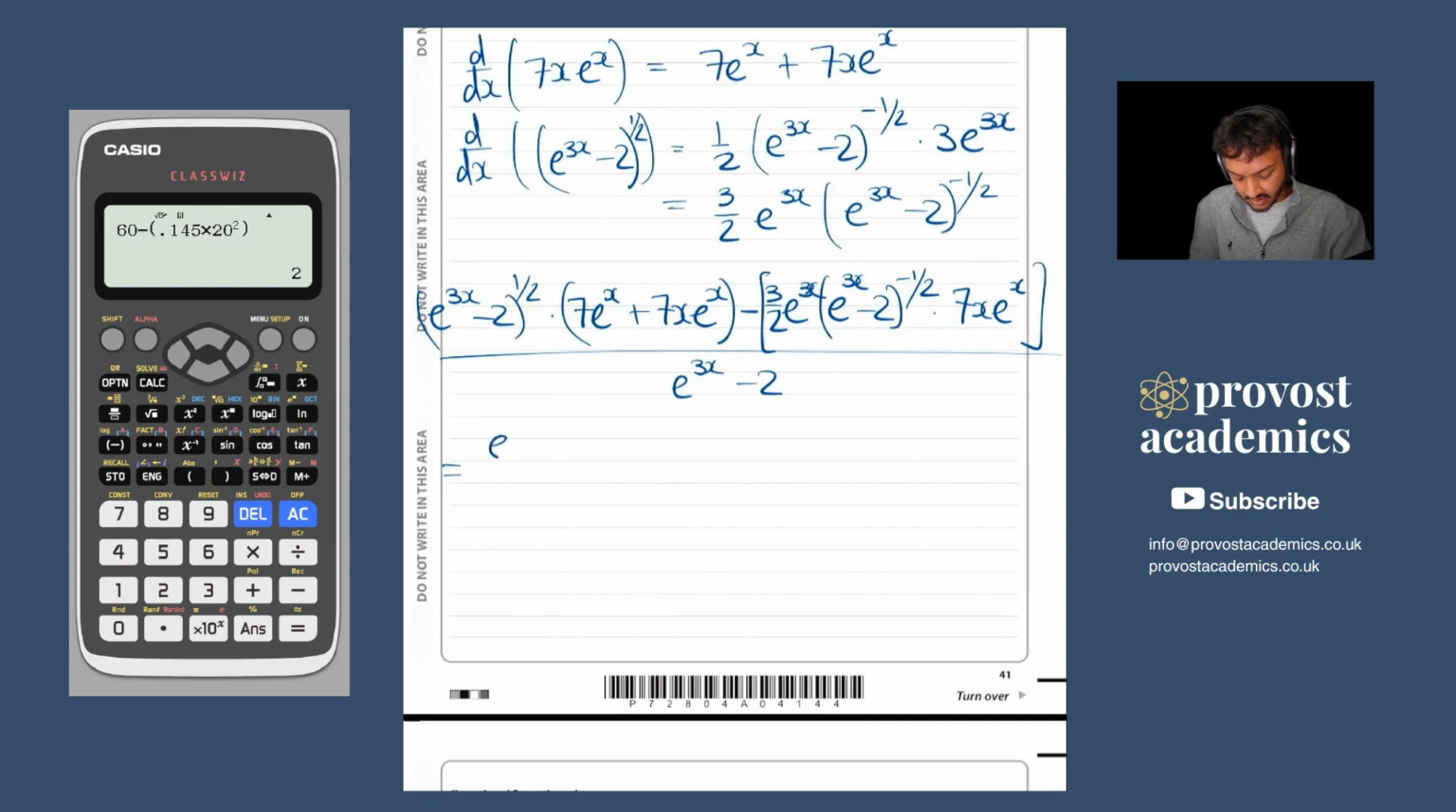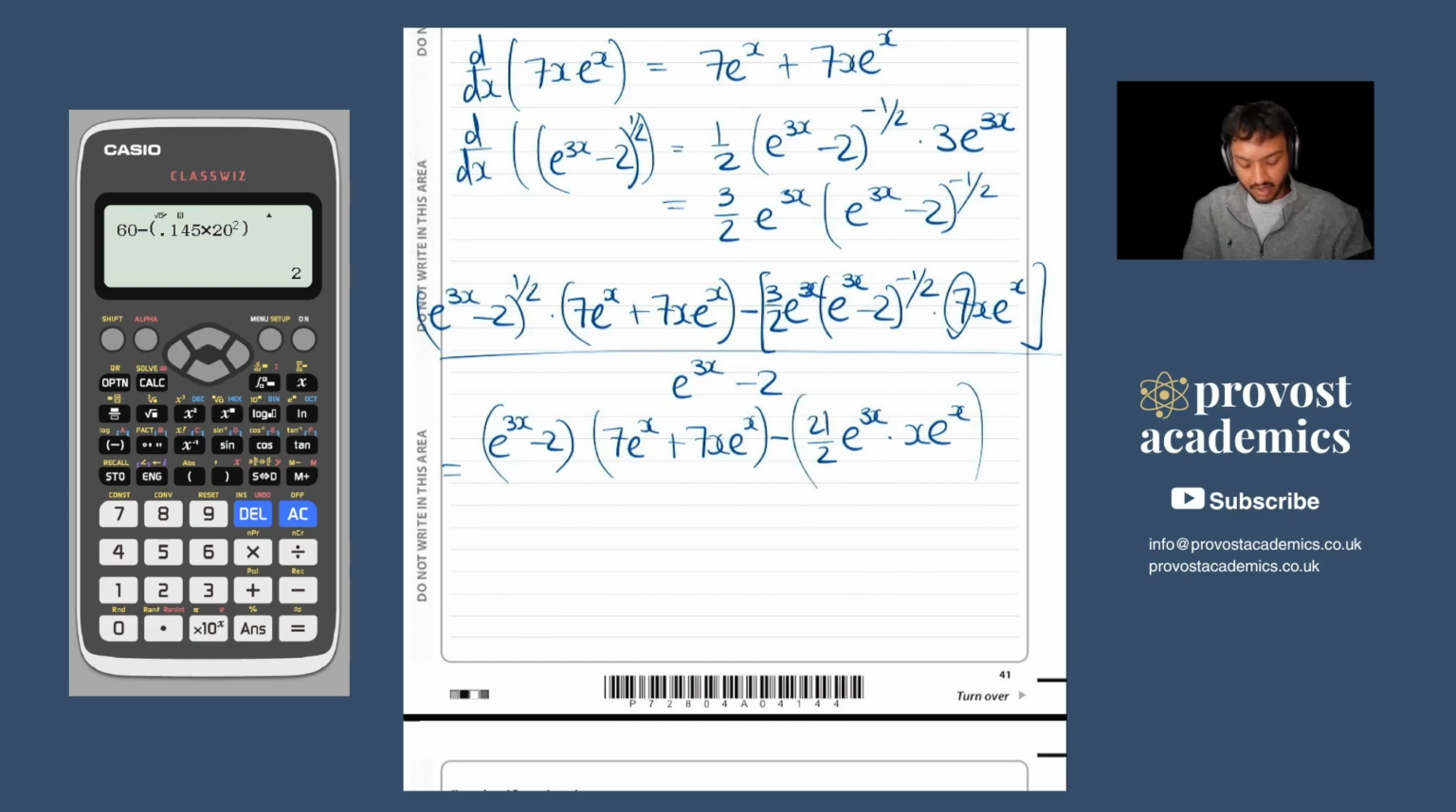So I get (e^(3x) - 2) now, because a half and a half, and then (7e^x + 7x e^x) minus 3 over 2. I guess let's times it by 7, so let's say 21 over 2 e^(3x) times x e^x. I'm probably just going to simplify that a bit more at some point, and I'm going to get (e^(3x) - 2) all to the power of 3 over 2.